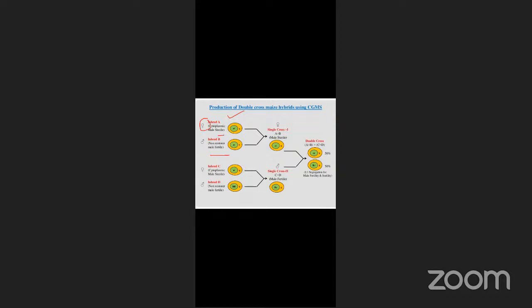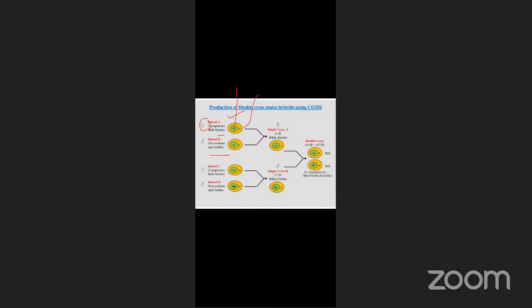Even though it is a male, the genomes inside the male cell carry the sterile character. That's why it is considered as a female. The scientists took one inbreed A, cytoplasmic male sterile, small rr, sterile. Here the green color is the nucleus and the yellow color is the cytoplasm. So, sterility in S cytoplasm.